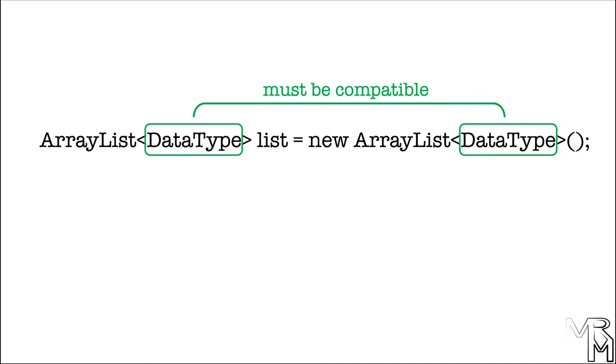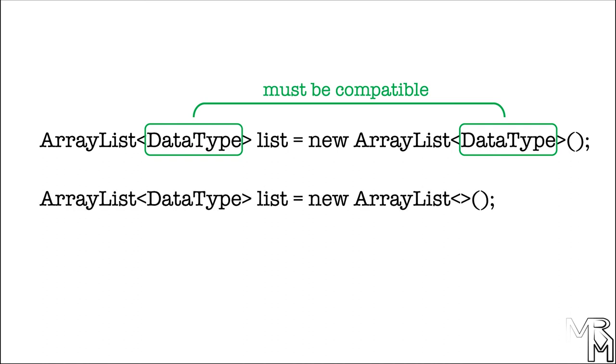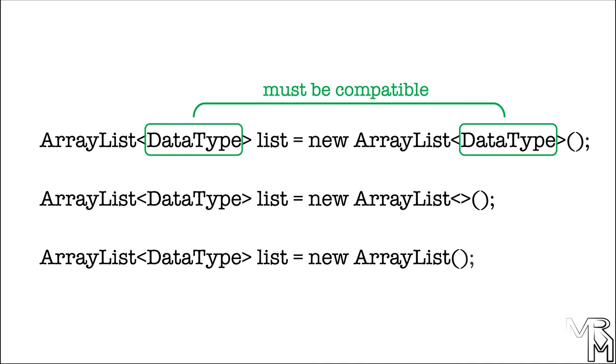Now, when the data types are identical, the one on the right doesn't have to be explicit, meaning we can leave the angular brackets on the right blank, like this. We can further simplify this code by removing the empty angular brackets, like this. But doing so is not recommended for some technical reasons.